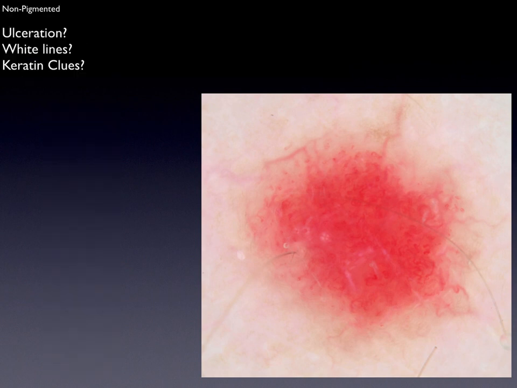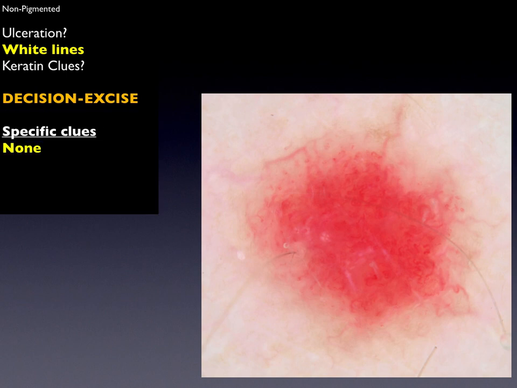And we can't. Because it's non-pigmented, we will use the decision algorithm, prediction without pigment. So first of all, we look for ulceration, and there is no ulceration evident on this lesion. Then we look for white lines, and there are white lines. And these are the polarizing specific type of white lines, and so we make a decision to excise the lesion. And we look for clues to a specific diagnosis, and there are none.